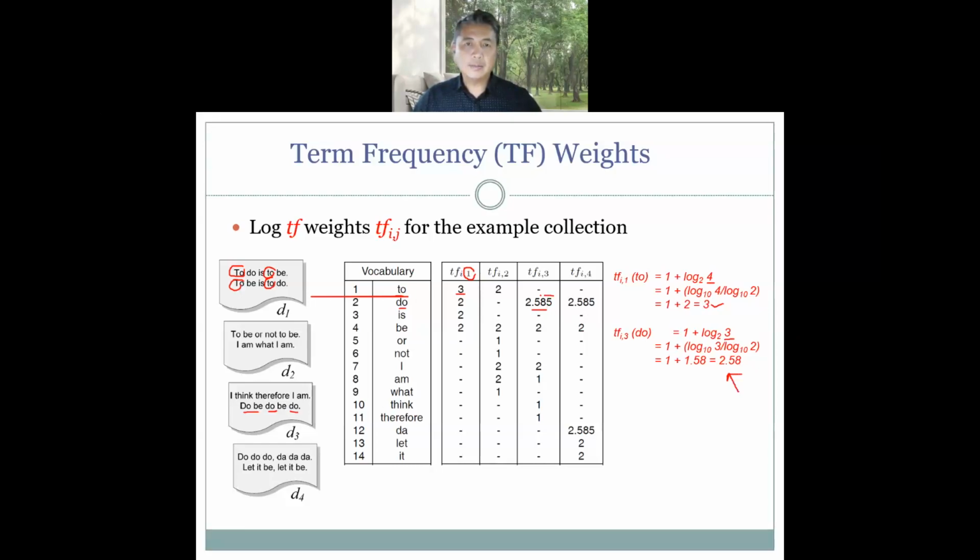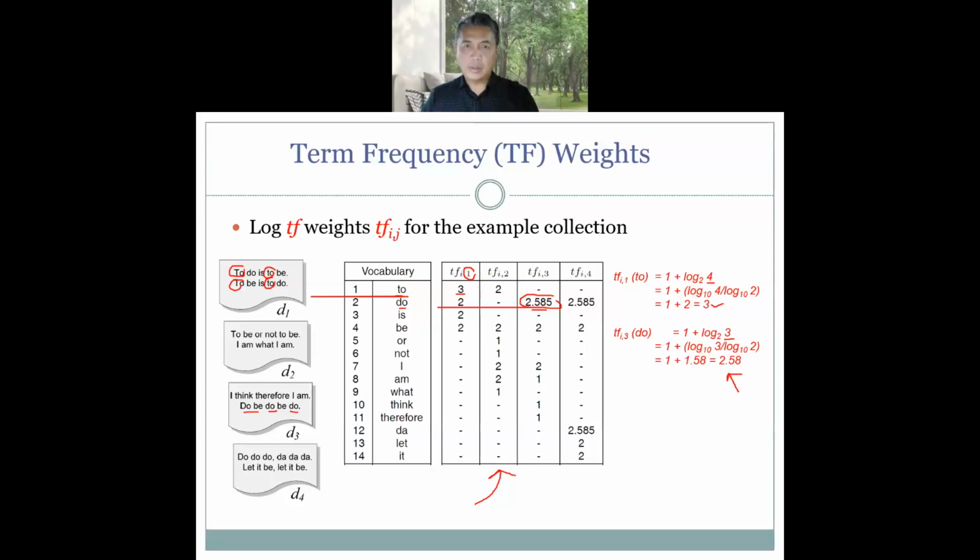So 2.58. To make it easier, the first thing that you need to do is create a table of the normal term frequency. Then you convert them using the new formula here that uses log 2, and then you get this table. Understand?